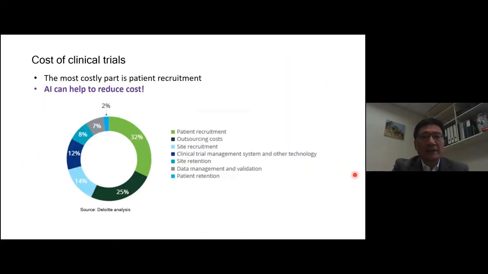And of course, AI can speed up the clinical trial process, because in the past the cost of clinical trials has been very high, partly because of patient recruitment. So AI can help to reduce the cost, right? Because in clinical trials, patient recruitment, outsourcing cost, site recruitment, site retention, patient retention, and data management and validation, and so on, make it a very complicated process. So how can we really make it efficient and speed up clinical trials? AI, again, can help.